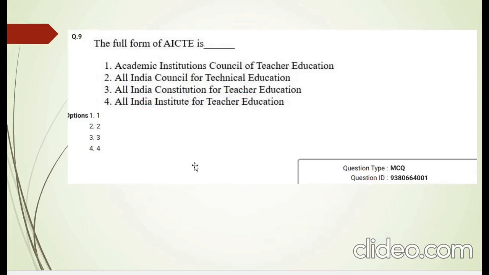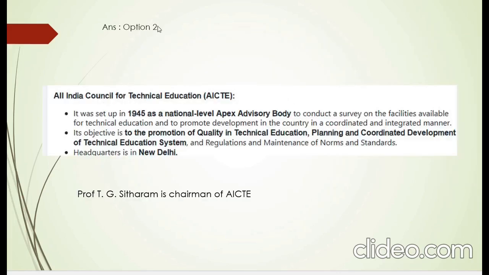The full form of AICTE is: Academic Institutions Council of Teacher Education, All India Council for Technical Education, All India Constitution for Teacher Education, All India Institute for Teacher Education. So the answer is option 2, All India Council for Technical Education.